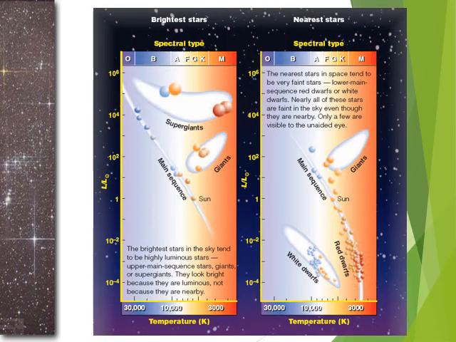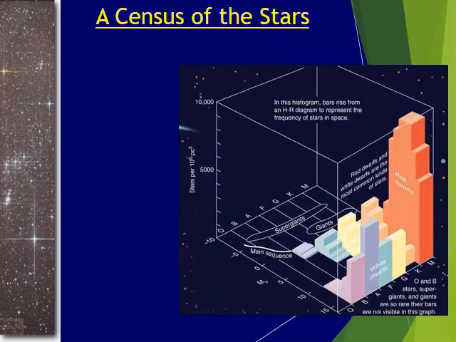So it turns out that if we just found the brightest stars in the sky and mapped them on an HR diagram, we'd wind up with a graph kind of like the one on the left. If we chose just the nearest stars and we graphed those, you'd wind up with a graph that looks like the one on the right, which shows spectral type versus the luminosity of the nearest stars.